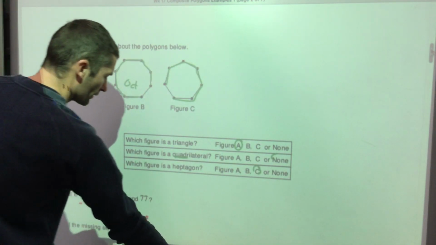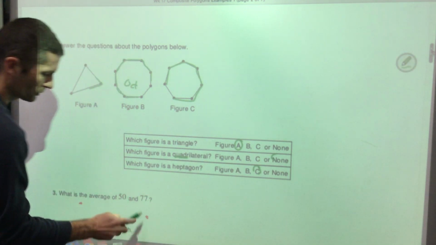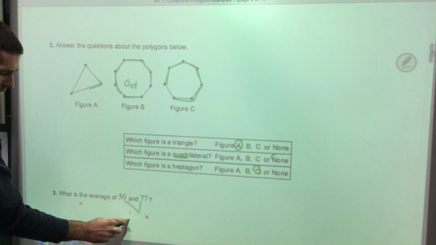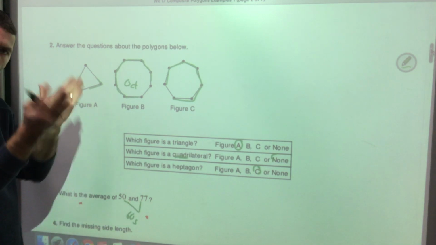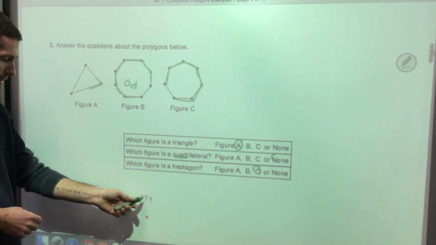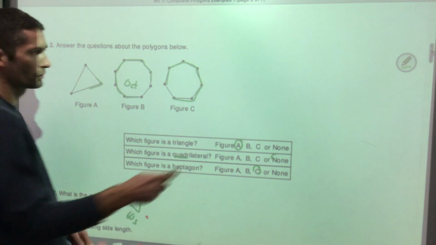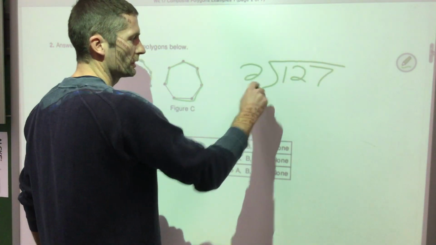Question 3, what is the average of 50 and 77? Okay, so what number is halfway between 50 and 77? It's gonna be somewhere in the 60s. We don't know exactly that way. If the numbers are close, sometimes you can just figure out what's halfway in between. We know we can add them up and divide by 2. So 50 plus 77 is 127. And then we're going to divide 127 by 2.